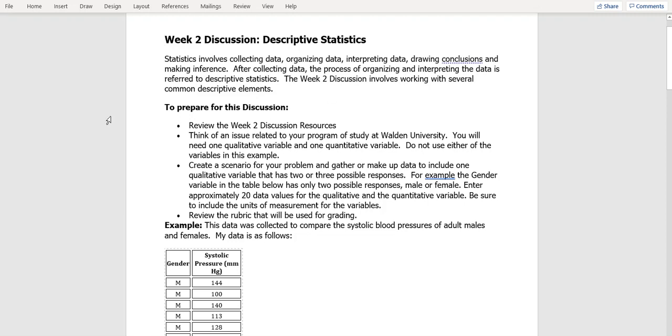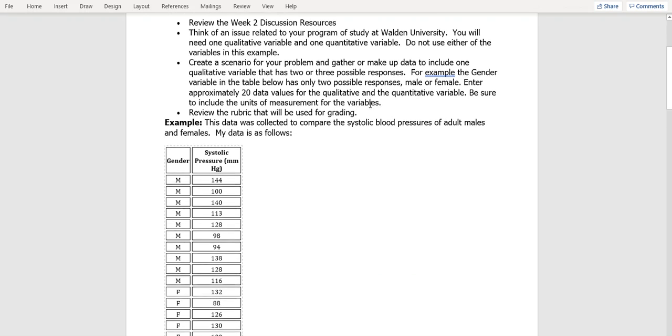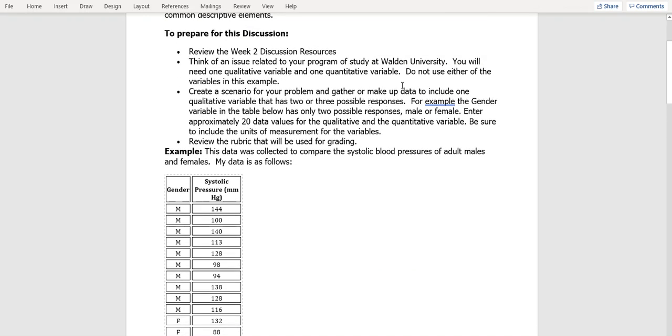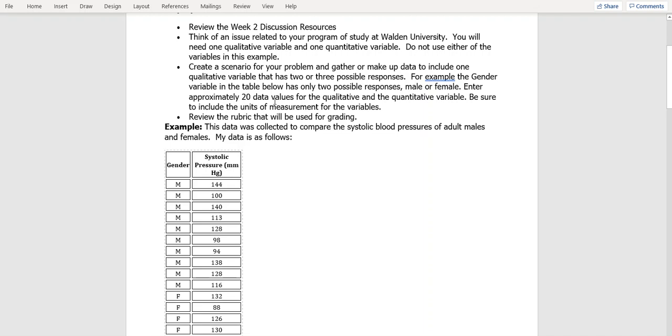We're trying to look at some of the common descriptive elements that pretty much everybody uses when they get going on a study. And so you're going to go out and think of a scenario that relates to your program. It can be related to a job, which relates to your program, can be directly related or indirectly related to the type of work that you do and the program that you're in, and so on. And again, we just don't want you going off on tangents and coming up with some crazy ideas of things and not really relating to your program in any way. And collect about 20 data values.